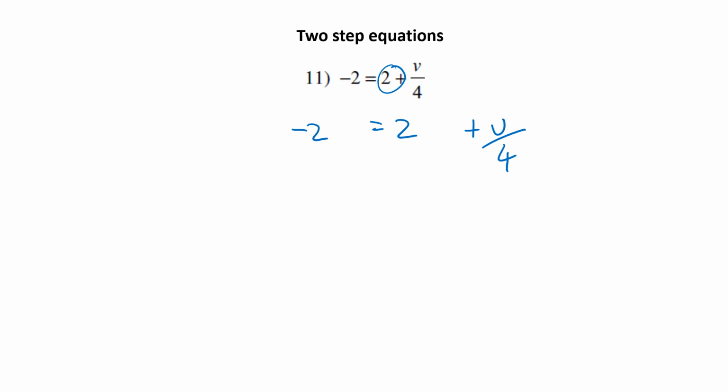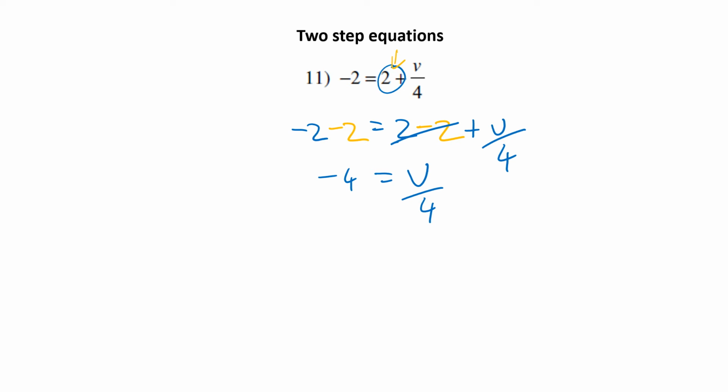Just trying different colors here. If it's plus 2 here, that means my inverse operation is minus 2. So that means minus 2 on that side. That means those two cancel out, so I'm left with v over 4 minus 2 is going to be minus 4. So if I start with minus 2 and subtract another 2, I become minus 4.